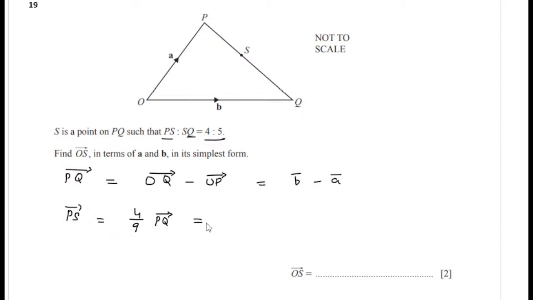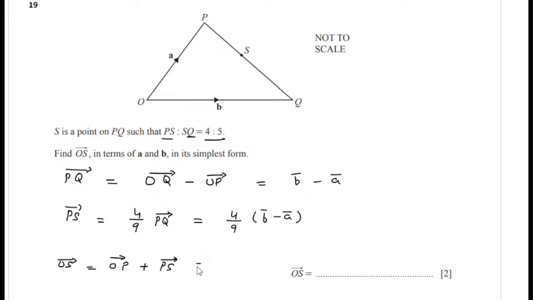So PS bar is 4 upon 9, and this PQ is B bar minus A bar. Now what I have to find? I have to find OS bar. So this OS bar is what? OP plus PS. Okay, you have different ways to work it out. You can also say that this is OQ plus QS, right?